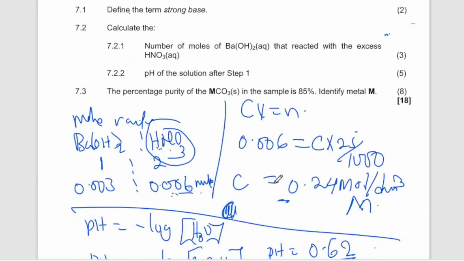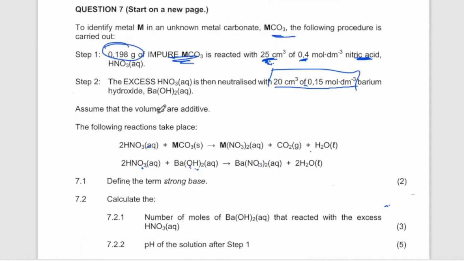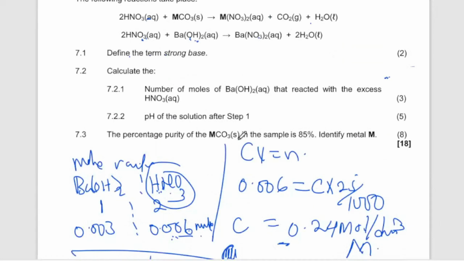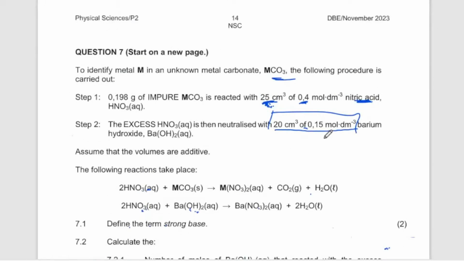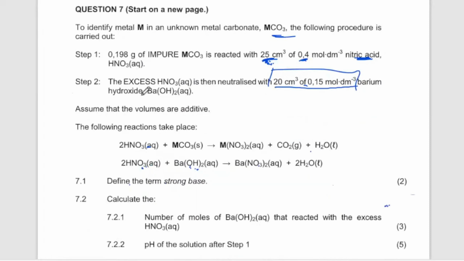Okay. Now, they say that this is impure with this mass, so it means that we're going to use that mass. But they say that in that mass, only 85% of it is what is pure. Only 85% of it is pure. So it means that we have to find out the number of moles in that pure substance.